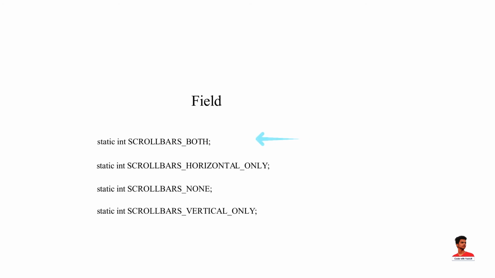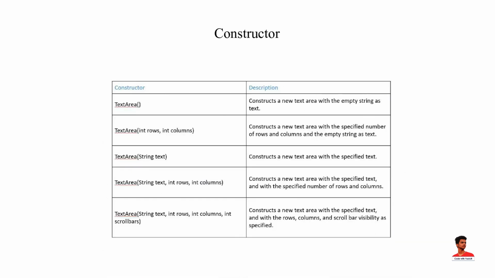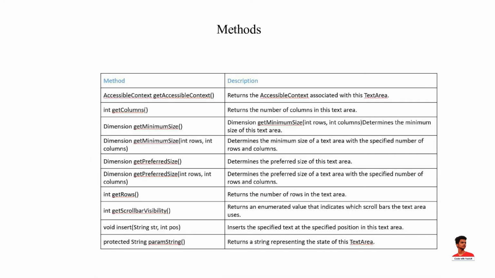Create and display both vertical and horizontal scroll bars. Create and display horizontal scroll bar only. Do not create or display any scroll bars for the text area. Create and display vertical scroll bar only. These are the constructors of text area component. These are the methods of text area component.